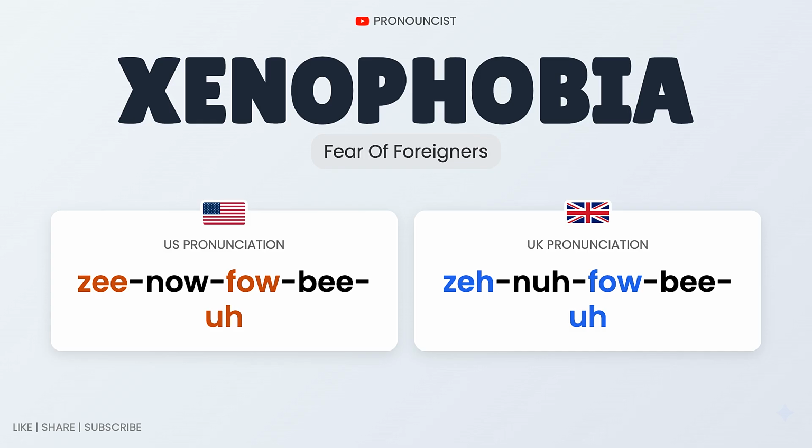Now, read the syllables of British pronunciation shown on the screen naturally. US, Z. UK, Z. US, now. UK, na. Practice repeatedly and you'll soon be able to say this word perfectly.